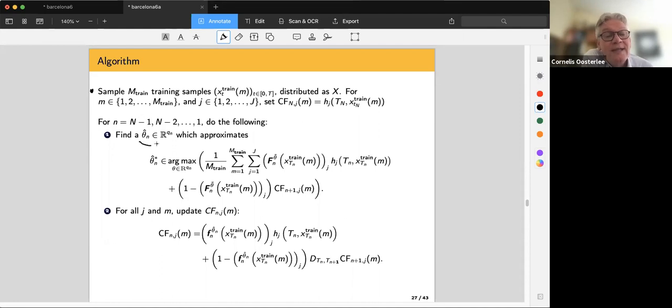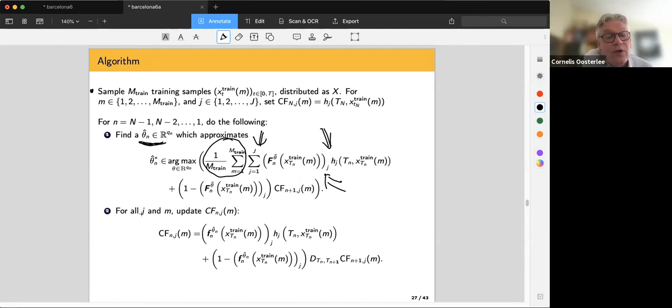We look for the weights and biases in the neural network configurations, which approximate what we have just seen. This is the average as an approximation for the expectation of the sum over J derivatives of these functions that are smooth, capital F, times immediate payoff, plus 1 minus the function times the cash flow at the later time point. So again, we look at immediate payoff versus continuation.